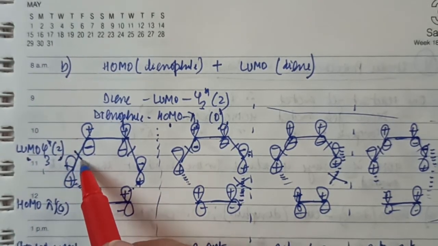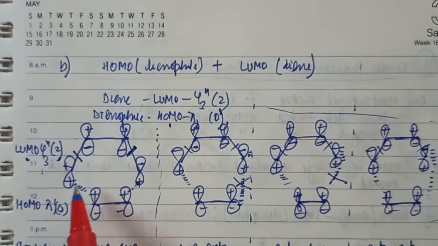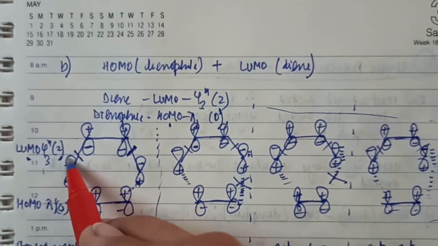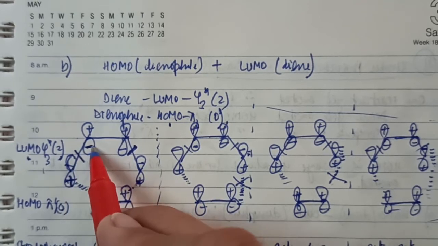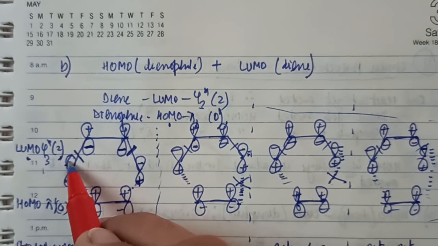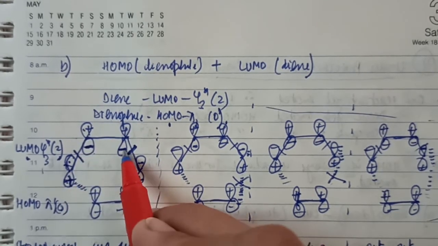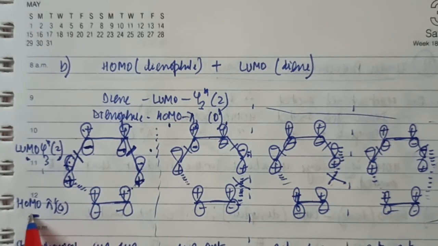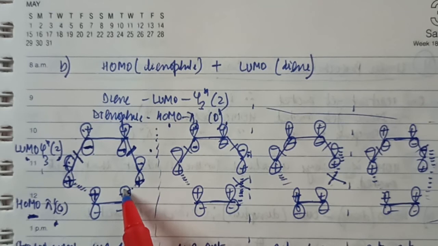Where will the 2 nodes come? Here and here. How do I keep the signs here? If this is plus, as I keep always in the case of cycloaddition, one node here means minus, no node minus, one node here means plus. If this is plus, this becomes minus, this minus, this plus, this minus, this plus. HOMO here, that means no node, so if this is plus, this is also plus.